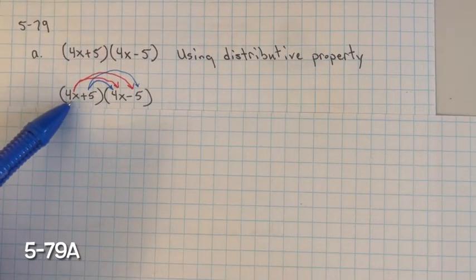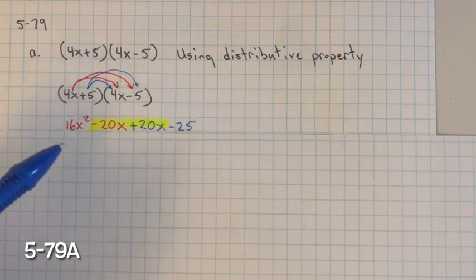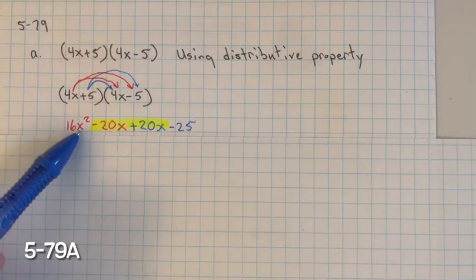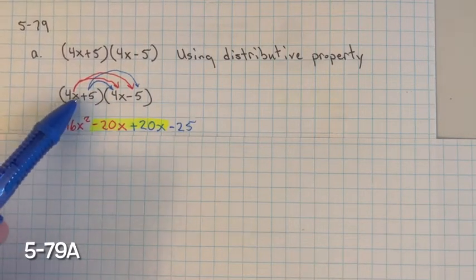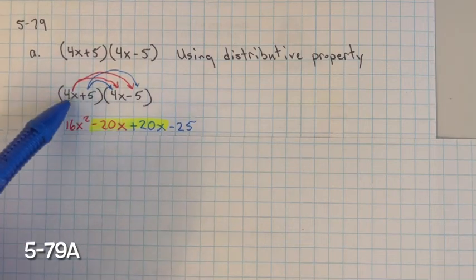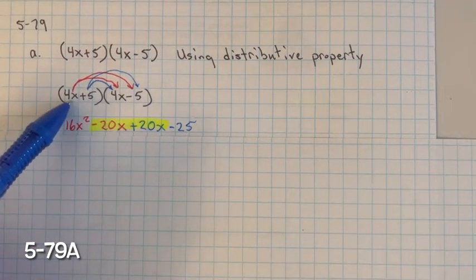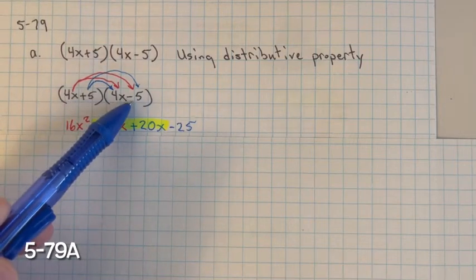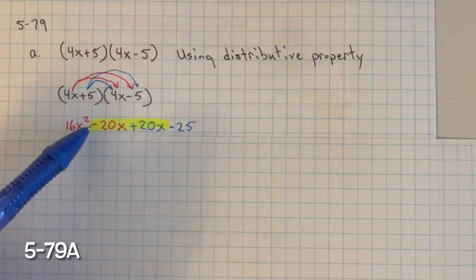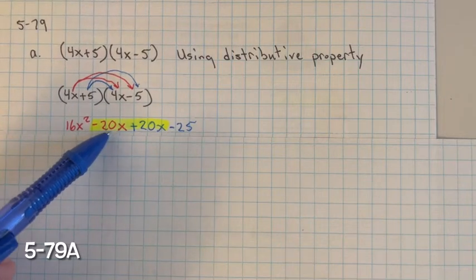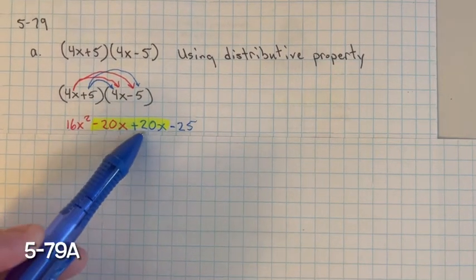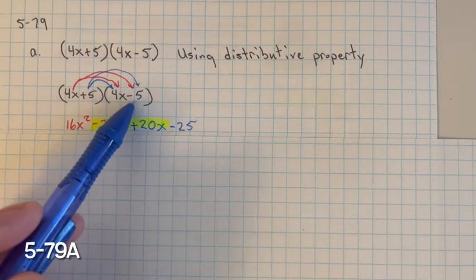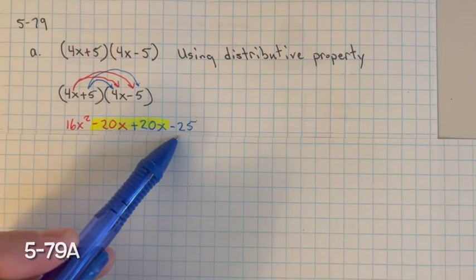So we have 4x multiplied by 4x, which is 16x squared. So you're multiplying 4 multiplied by 4 is 16, x multiplied by x is x squared. Then you multiply 4x to the second term. 4x multiplied by negative 5, positive multiplied by negative is going to be a negative. 4 multiplied by 5 is negative 20x. Now you're going to multiply the second term. 5 multiplied by 4x is positive 20x. 5 multiplied by negative 5 is negative 25.